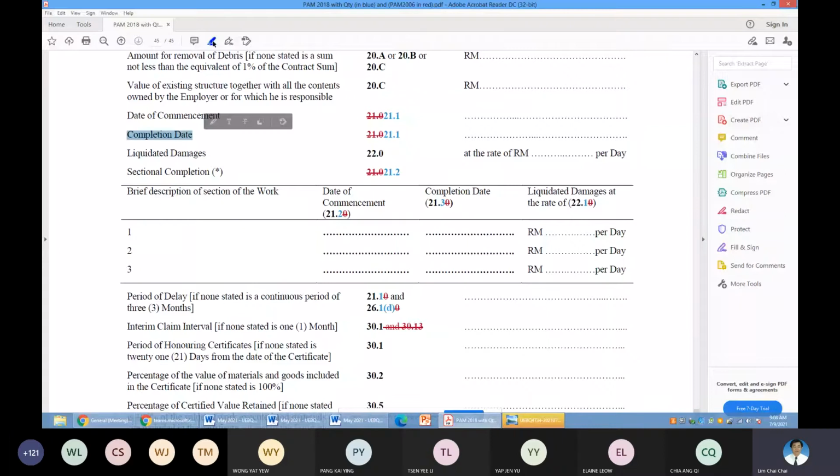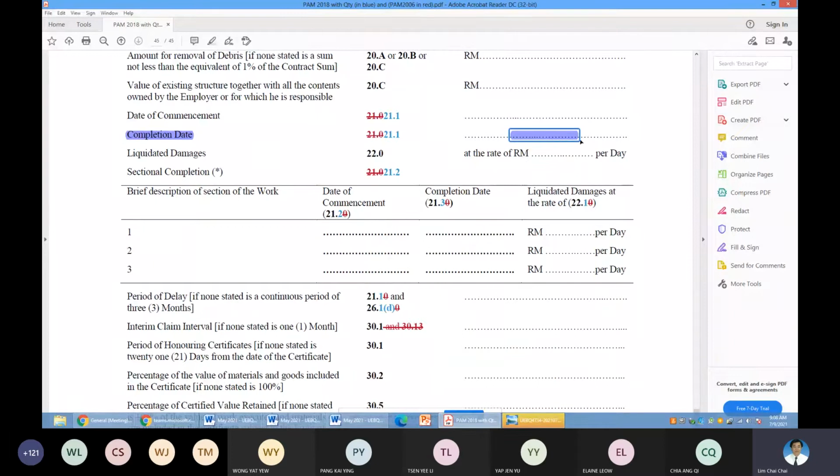So if this date is already expired, or you are going to expire, and there is no extension of time, it means the project is delayed. Okay, so this completion date ties back to CPC. If you can finish earlier, then the CPC will be issued earlier. It doesn't mean that the CPC will only start from the end of this date. No, it can be earlier.